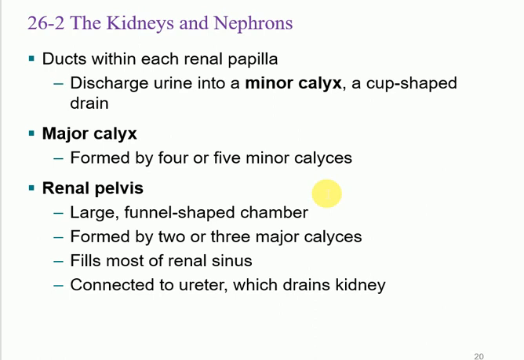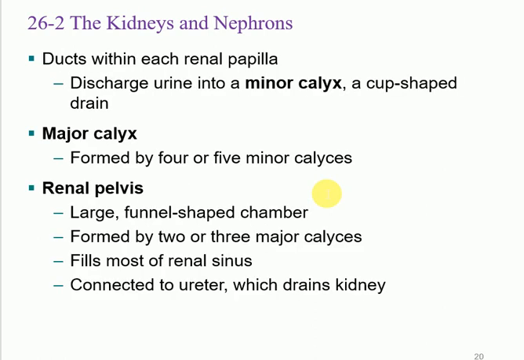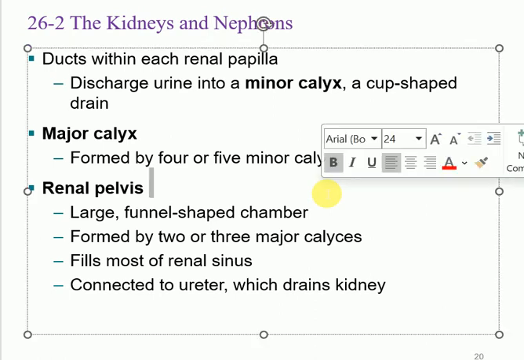So where do we make the urine? In the pyramid, and in the kidney lobe, which includes the structures around it. So it is in the lobe. This is where we make the urine.